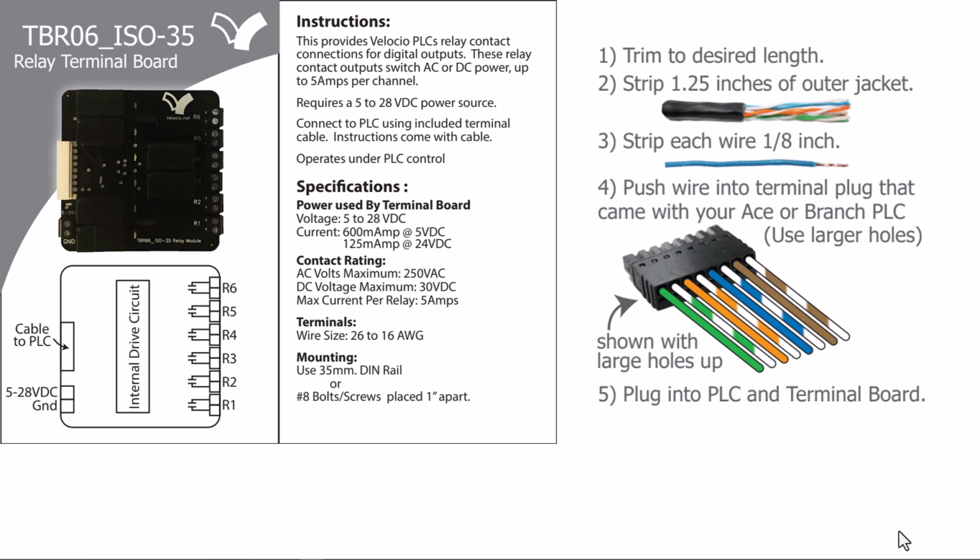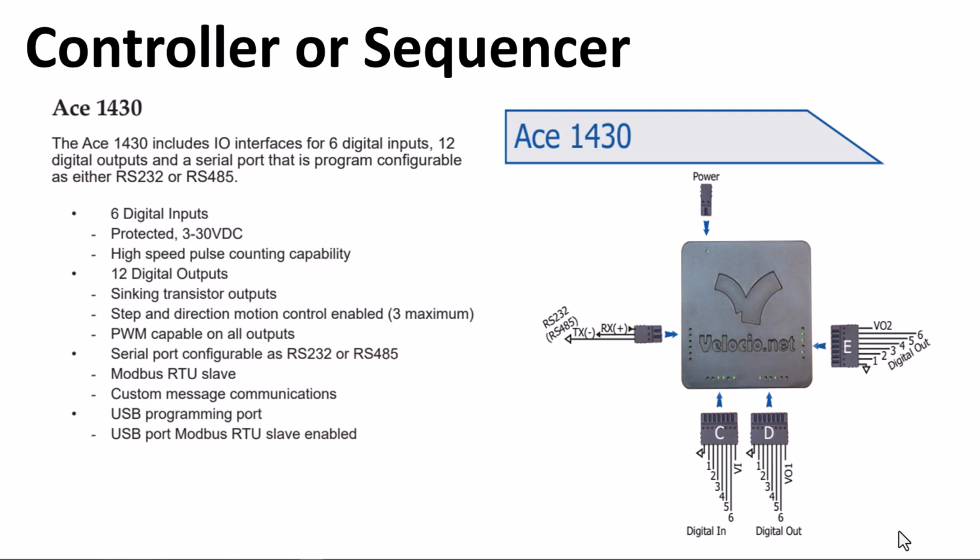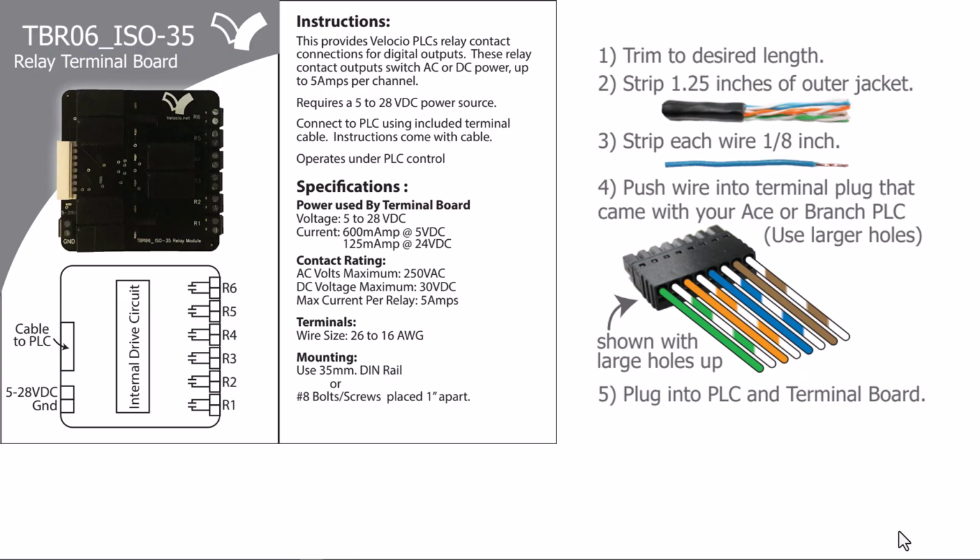And this one has ISO in the nomenclature because it has 6 dry contacts that are isolated. In other words, there's no connections in between R1 through R6 there on that relay board. And then you see cable from PLC that connects into one of those connectors, the output connector back here. So you see digital out down there, D, that connects the cable to PLC.